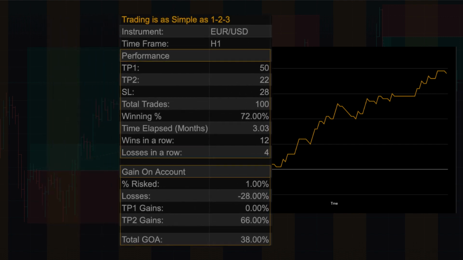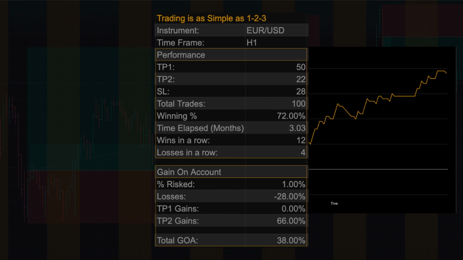This test was done on the Euro USD using 1-hour bars. It took 3 months to find the 100 trades. There were 50 that hit our first target, which would be break even, 22 that hit our second target at 3 to 1, and 28 that stopped out, for a winning percentage of 72%. Most consecutive wins in a row was 12, most consecutive losses in a row was 4, and the gain on the account was 38%, risking 1% per trade.